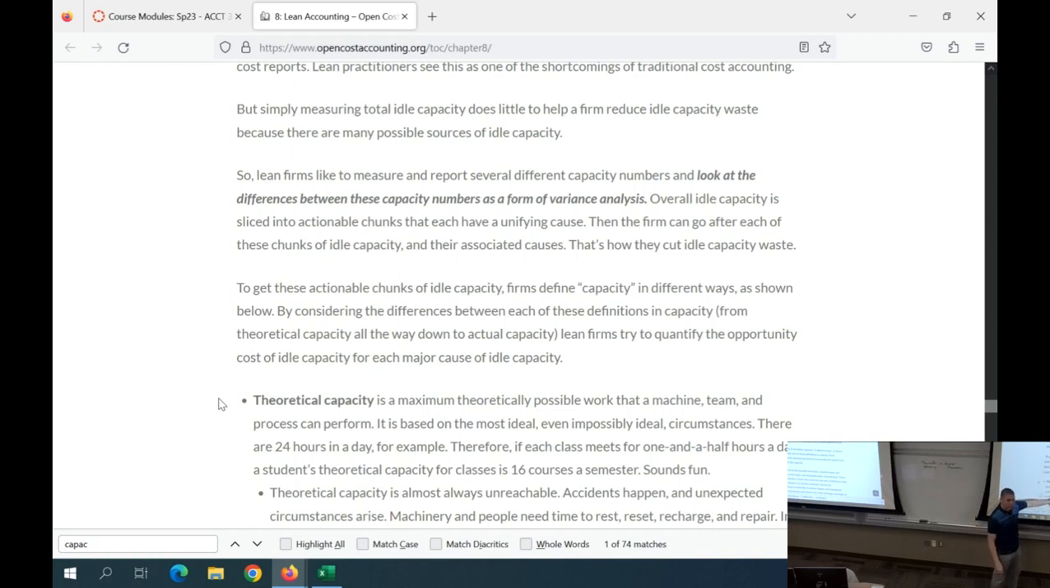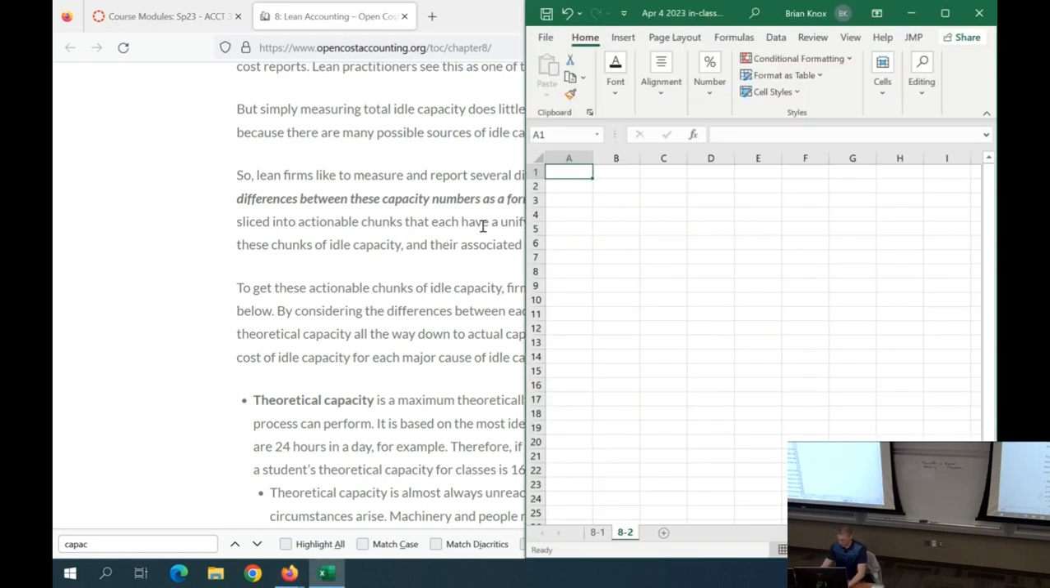And so your theoretical capacity for classes then would be 16 of those classes. That's 16 6-credit hour classes. Let's look and see. Let's put that in Excel here real quick. So we started with 24 hours a day, 1.5 hours per class.